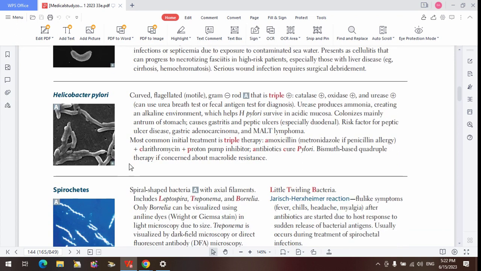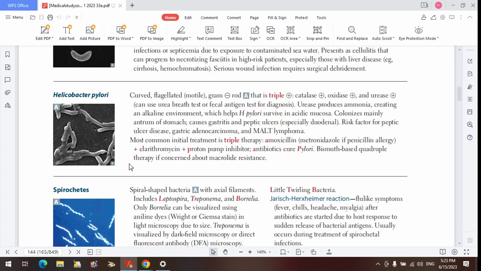Yes. So Helicobacter pylori. Helicobacter pylori is also one of those high-yield organisms that they ask a lot. Of course, we know something about it before. It's flagellated, it's motile because of the flagella. It's curved. This one is triple positive. It's positive for oxidase, for catalase, and for urease.